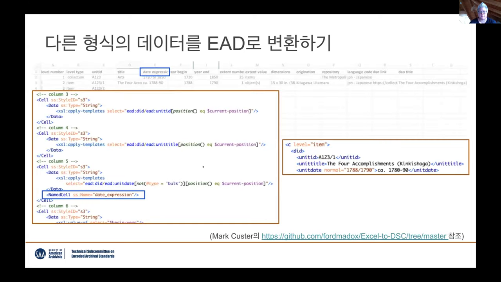So from the Excel file that we saw earlier, there might be a transformation script that was created by your ICT department, and that usually picks up on the column names. So that's why the column names are important in such a template Excel file. And based on the column names, that will create the EAD version of the data. Next slide, please.